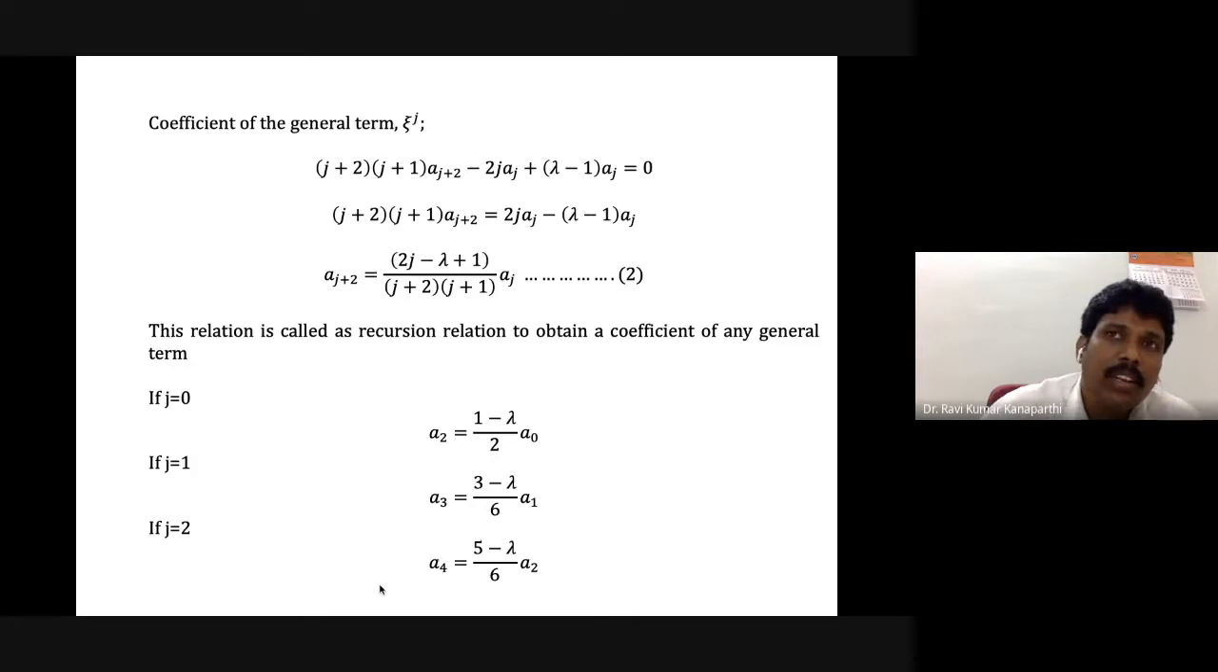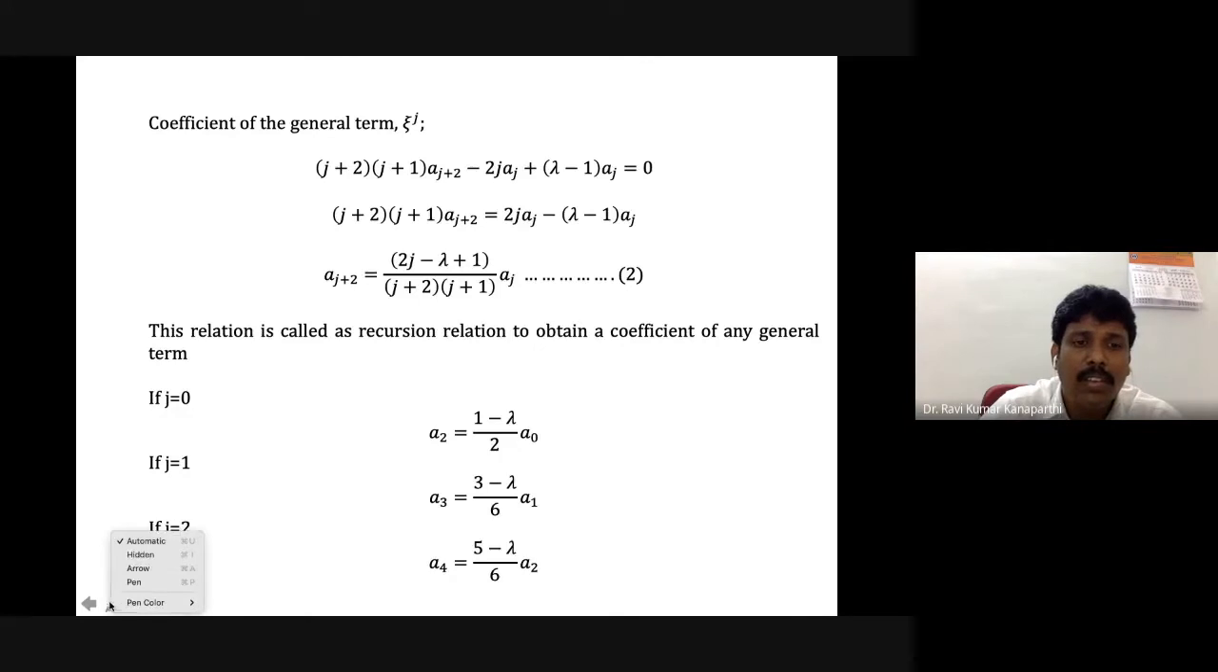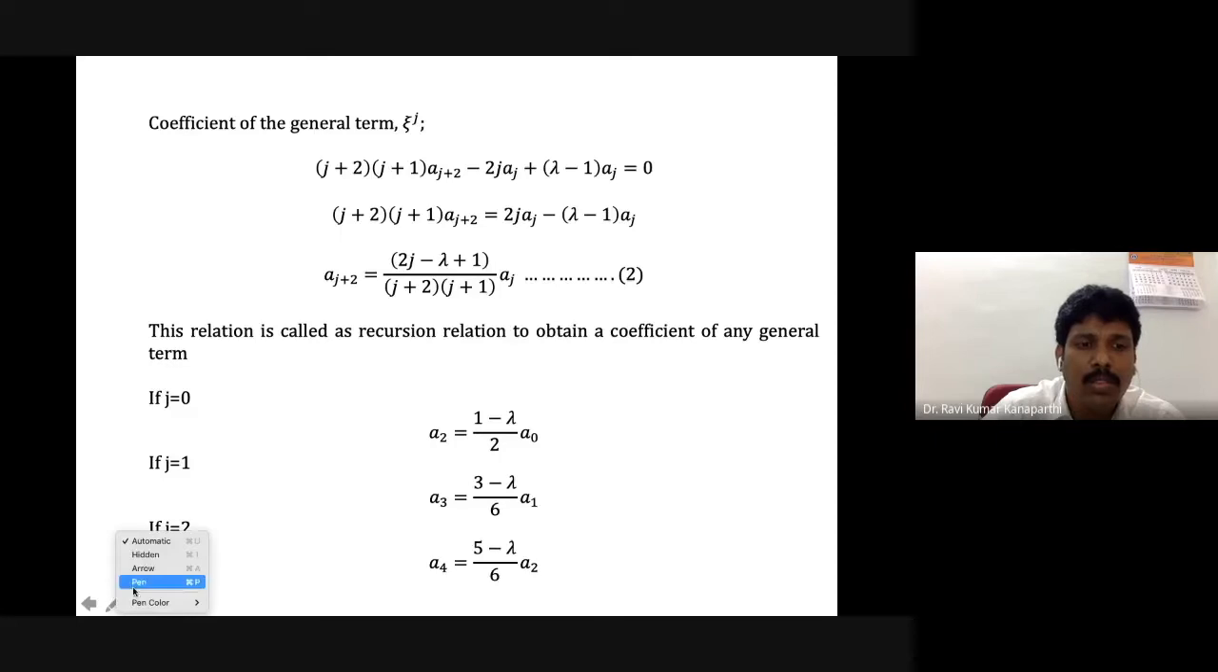So in the unified power series, the individual coefficient must be equal to 0. Only then will that particular equality be satisfied. Therefore, based on that argument, we can write down (j+1)(j+2) a_{j+2} minus 2j a_j plus (λ−1) a_j, which is equal to 0.